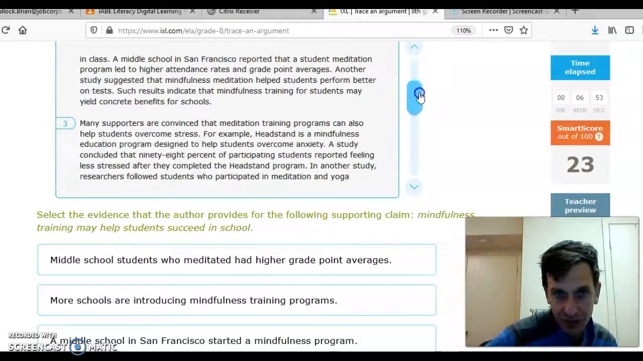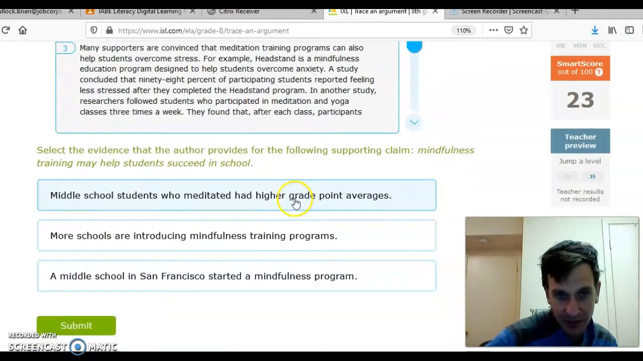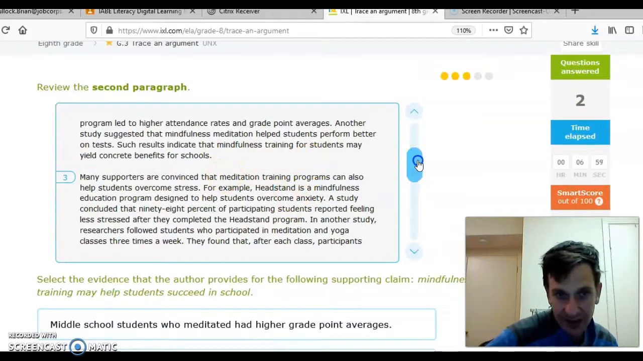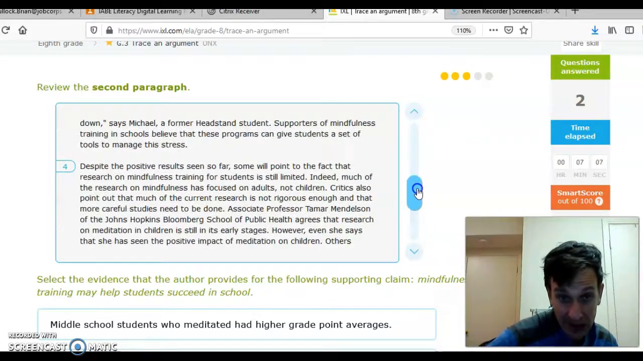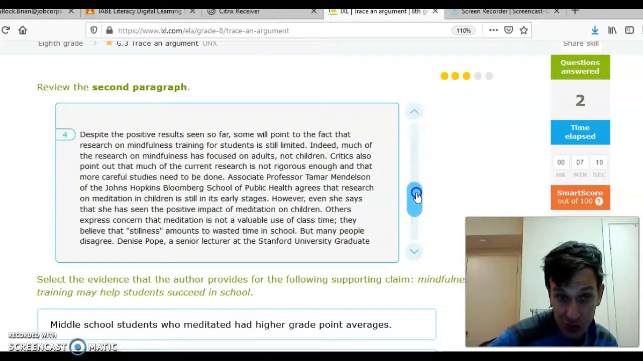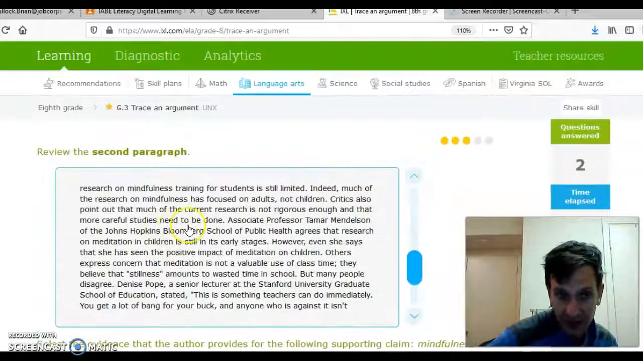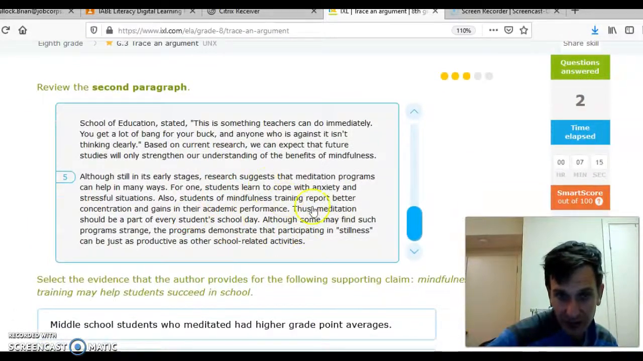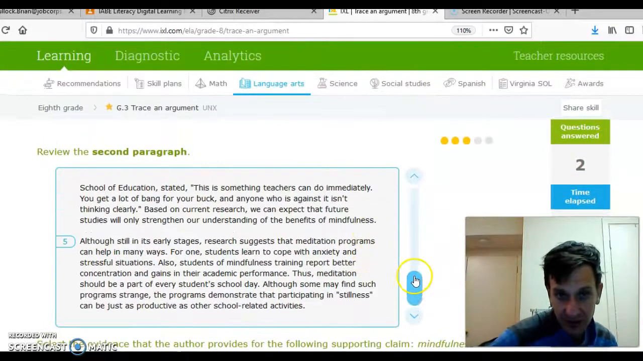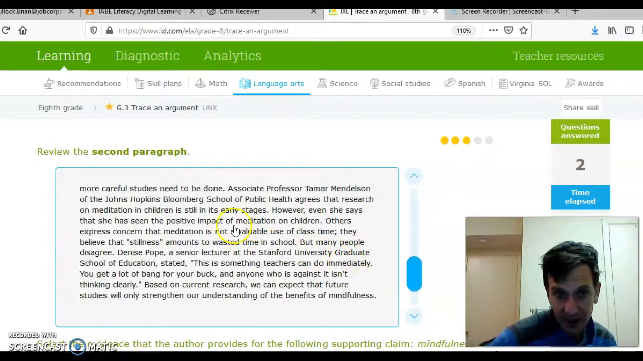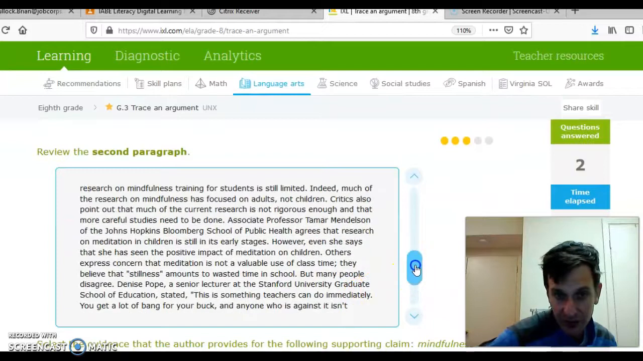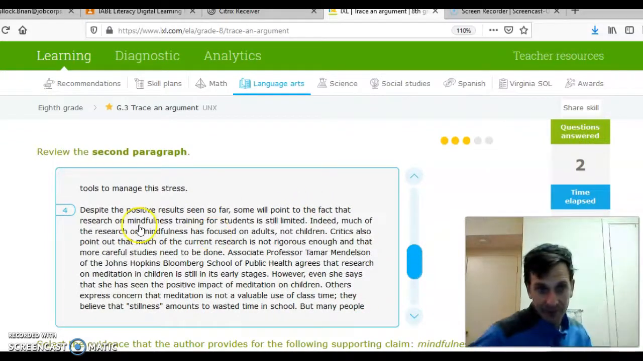Alright, so it doesn't say anything about the grade point average, right? Does it say anything about a middle school in San Francisco? I didn't see anything about a middle school in San Francisco. Did you? But it did say that more schools are going, so we need to find the evidence that more schools are introducing it, and it's right in this chapter.